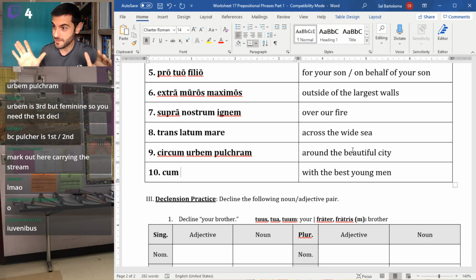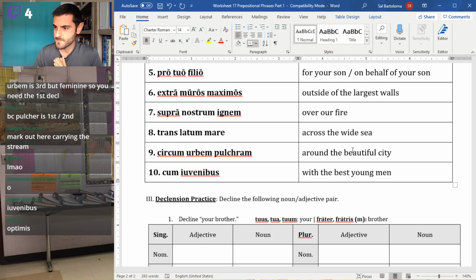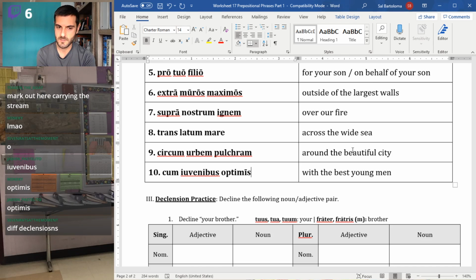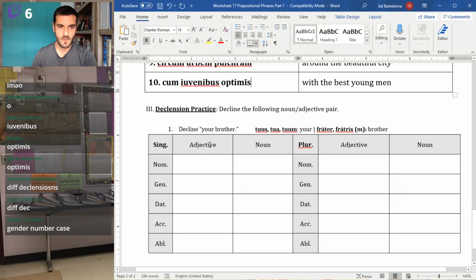Cum. I saw it in the chat. I got you guys. Cum juvenibus. And what would my adjective be if they are the best young men? Optimis. Excellent. Why don't those two words have the same ending? Oh, I feel like I've asked this before. They are different declensions, right? Juvenis is third declension, optimis is second. Excellent, excellent, excellent.